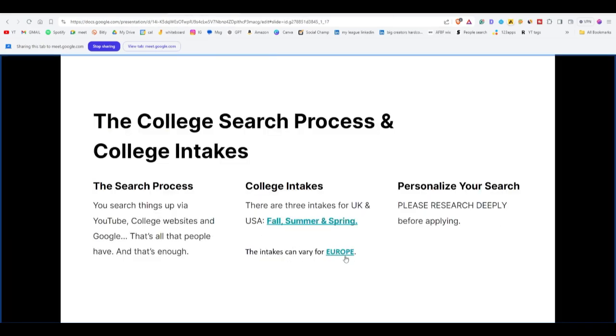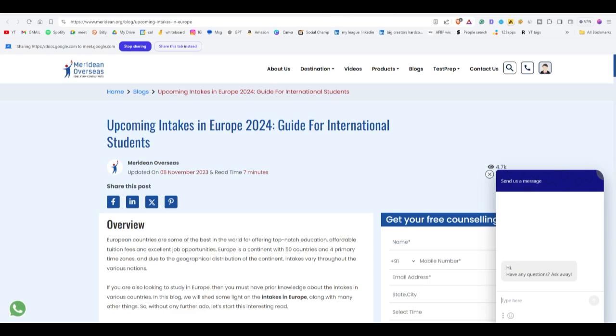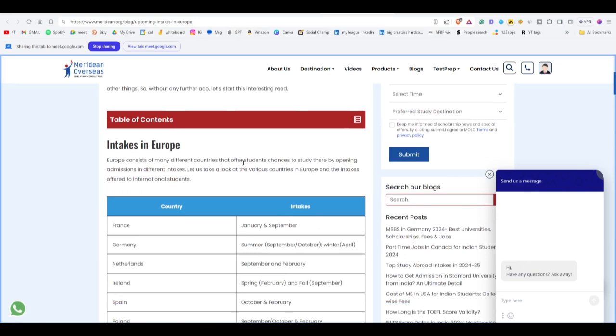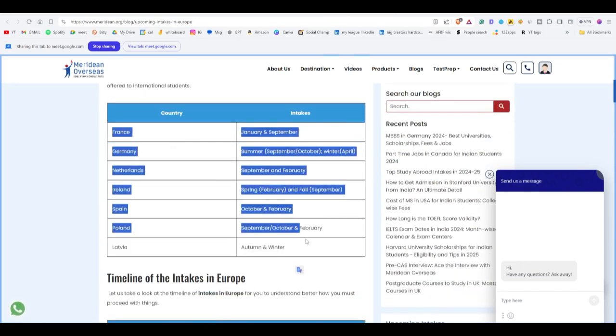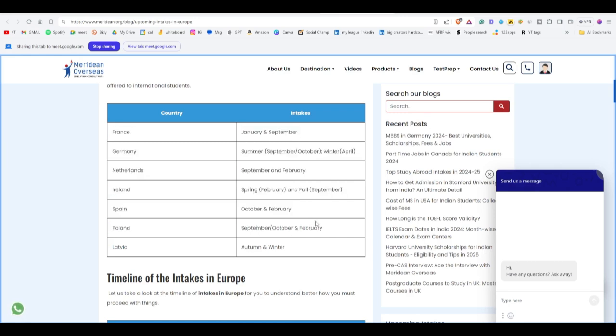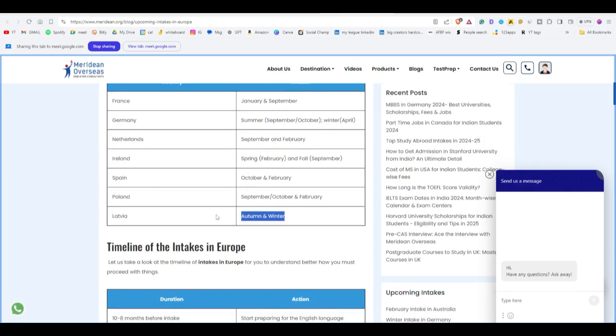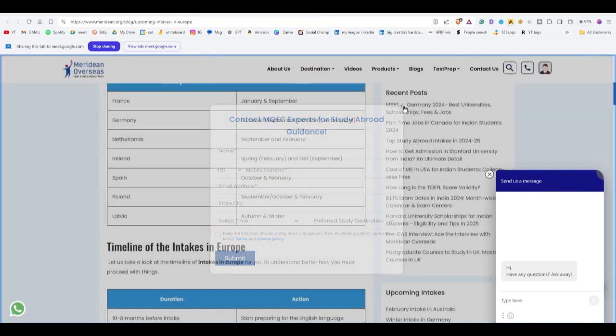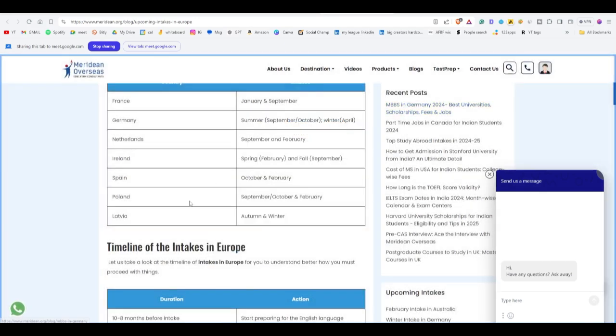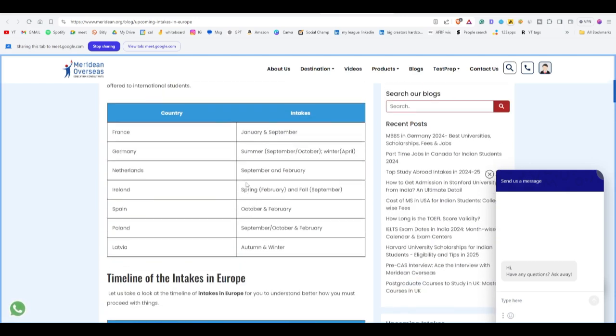If you click on this link, these intakes can vary for Europe. I will send this link and the PPT in the group. You will go to this tab. Particularly, I showed you this because in France, Germany, Spain and Ireland there is a lot of hassle with intakes, like which one happens in which. So you need to have a really good plan of what you will do when if you are targeting Europe. And I would say if you want, you can definitely go for it. But the best universities are in the USA, right? So yeah, that's all.